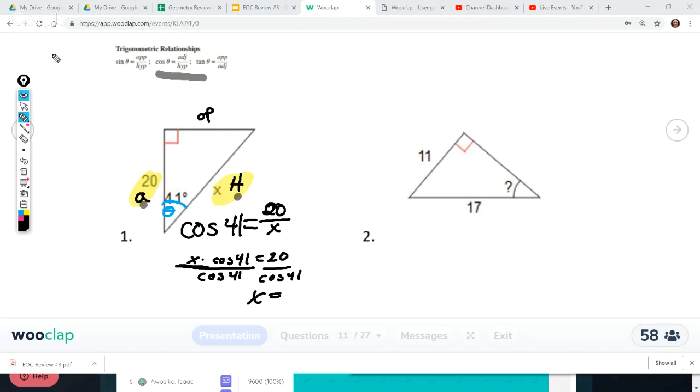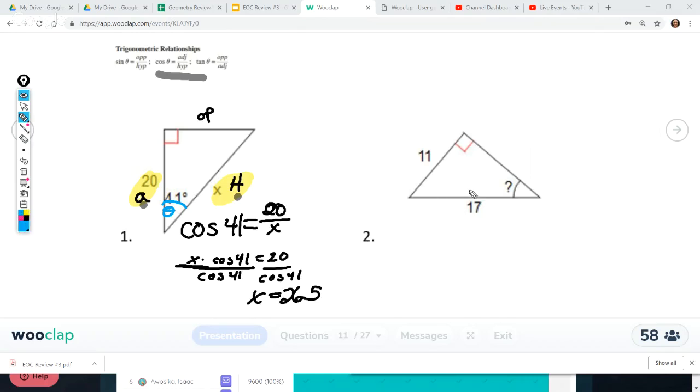Okay, let's look at this next question. Wait, how? Yep, so you're going to be doing 20 divided by cosine 41. That's what you're typing in the calculator. And when you type that in, you should get 26.5.